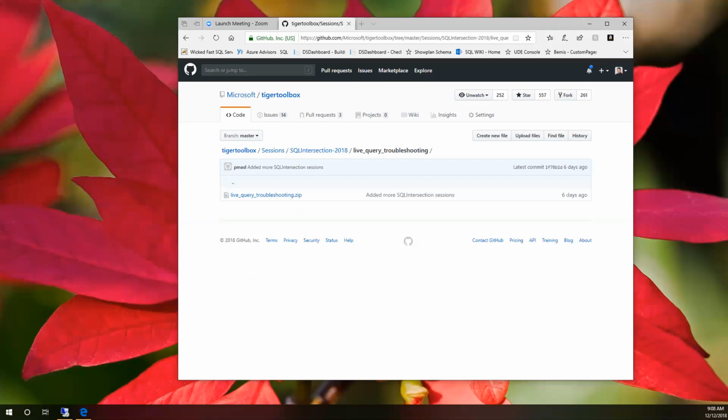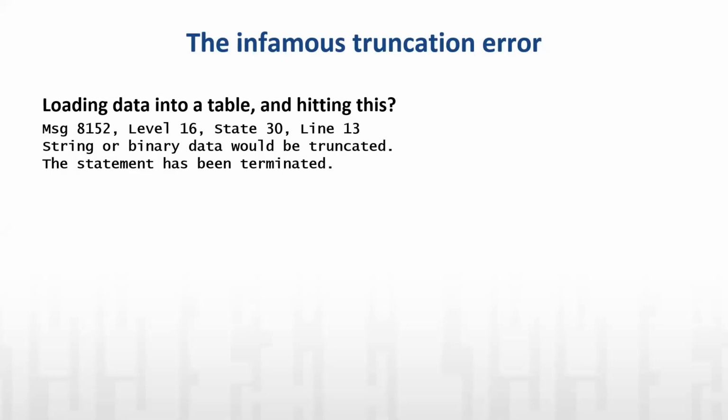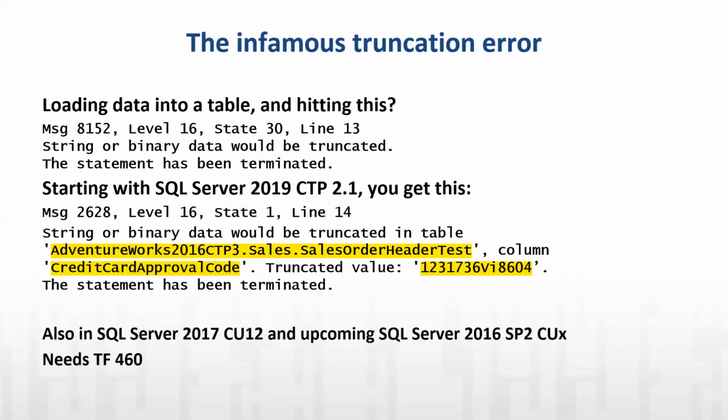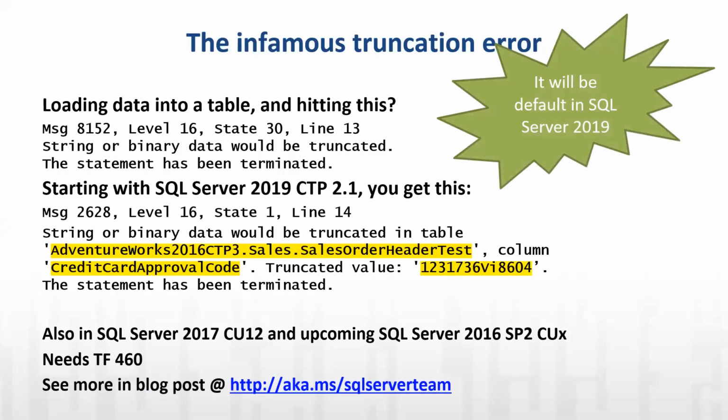I wanted to leave you with this. We also fixed the infamous truncation error in SQL Server 2019, but we also backported it to CU12 in 2017. So if you ever ran into these types of issues when you're running large ETLs, and then you suddenly get a single byte string will be truncated error and you don't know where it's coming from, now you do. So hopefully this is useful for you. And I'll just leave you with, it will be on by default in SQL Server 2019.